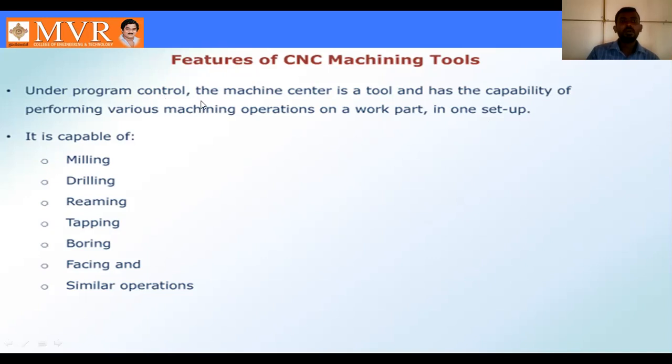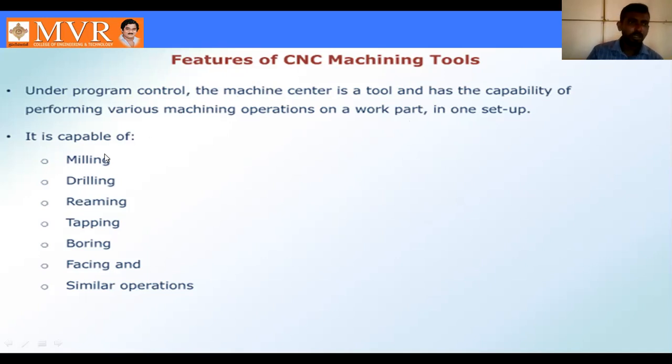Under program control, the machining center is a tool, and it has the capability of performing various machining operations on the work part in one step onwards. That we can call the features of CNC machine tools. Why? Because in this one step, it is performing various machining operations on the work part. So that is what we call the features of CNC machine tools.